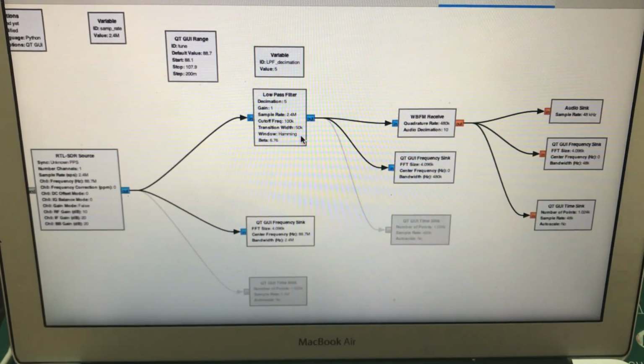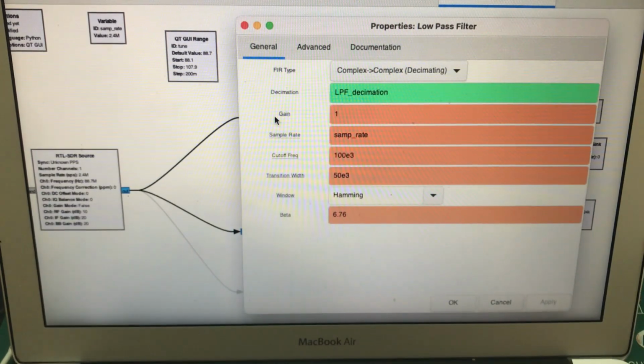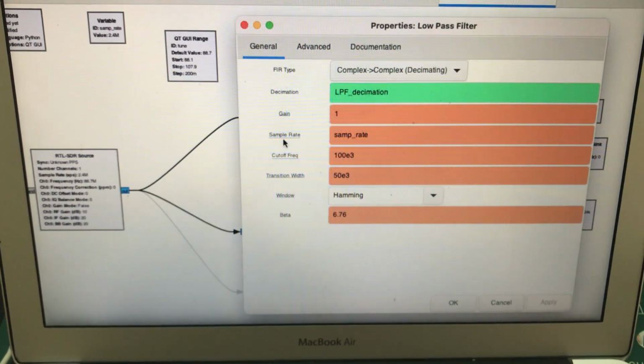There are two important parameters in a low pass filter. It's a decimating filter, so there is a decimation, gain, and samp_rate is still exactly the same. Then you have a cutoff frequency and transition width. Let's look at each one of them. So the first thing is your decimation factor.